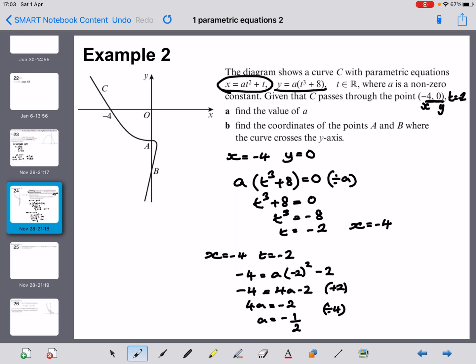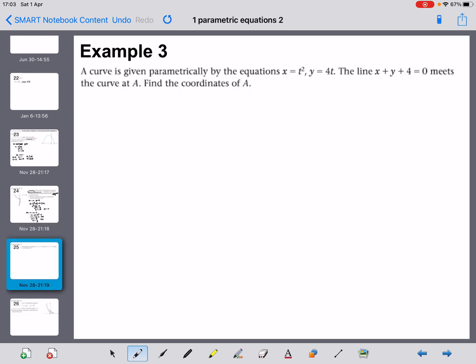Okay, so all I've done for the first two questions is I've just interchanged using that parameter as a go-between between the x-coordinate and the y-coordinate. Okay, the next one's a little bit different, slightly.